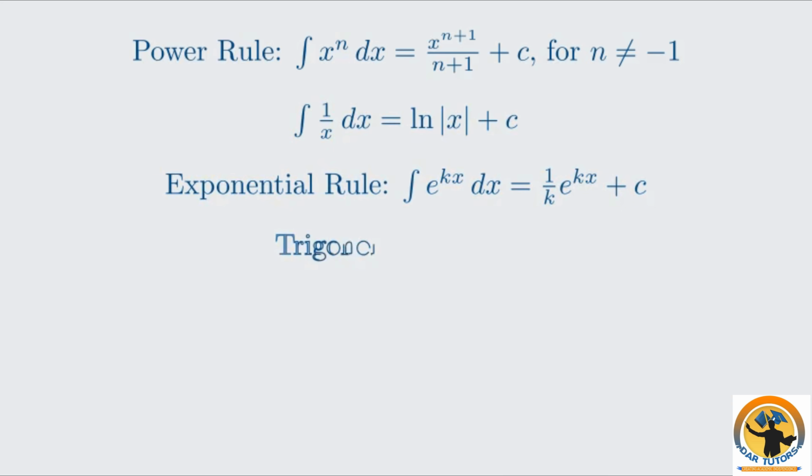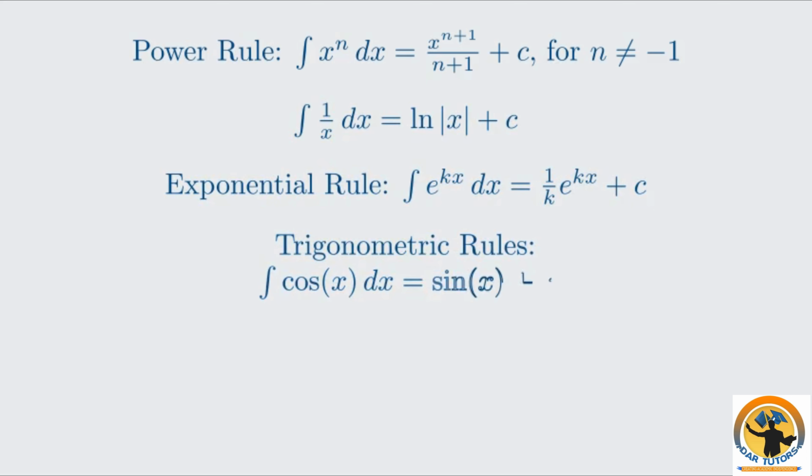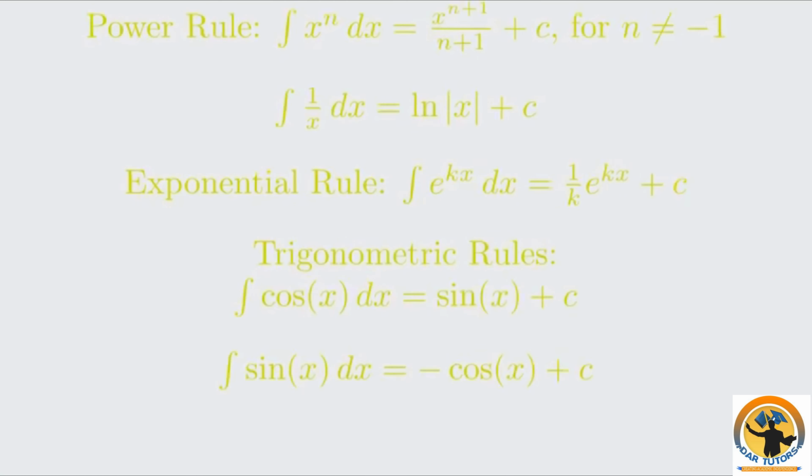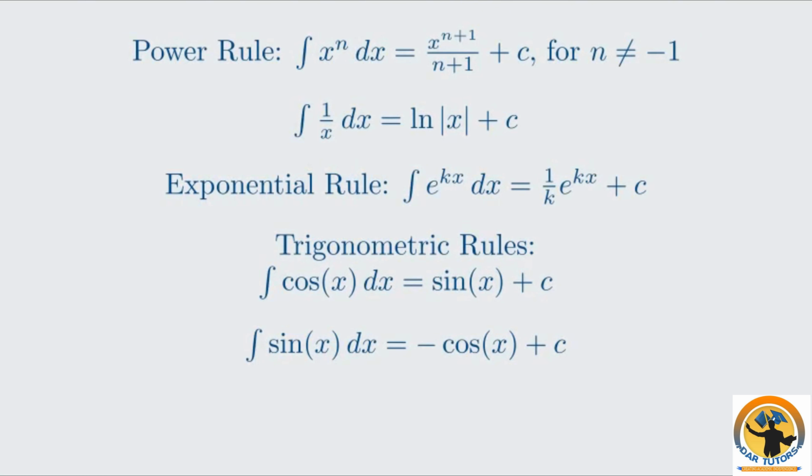For trigonometric functions, the antiderivative of cosine of x is sine of x plus c, and the antiderivative of sine of x is negative cosine of x plus c. These are the fundamental rules you'll use to find antiderivatives. Remember, the process is always the reverse of differentiation. Now, let's connect this idea of antidifferentiation to the concept of area under a curve.